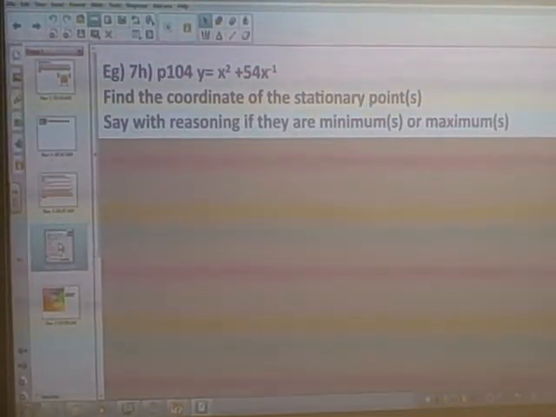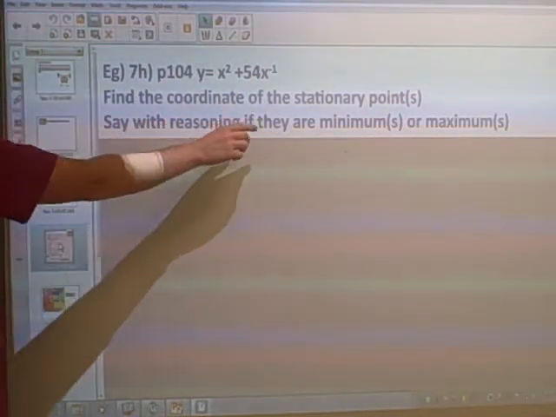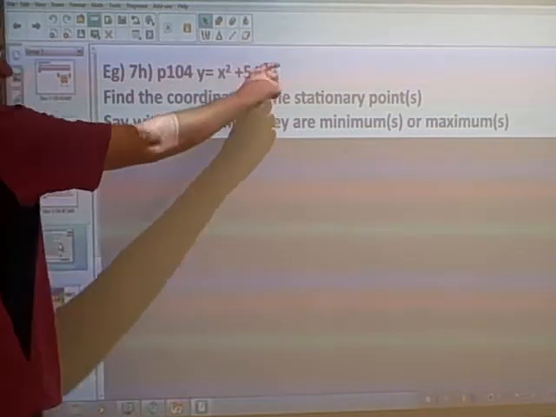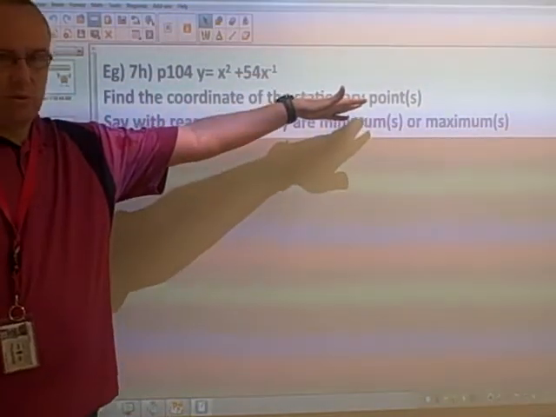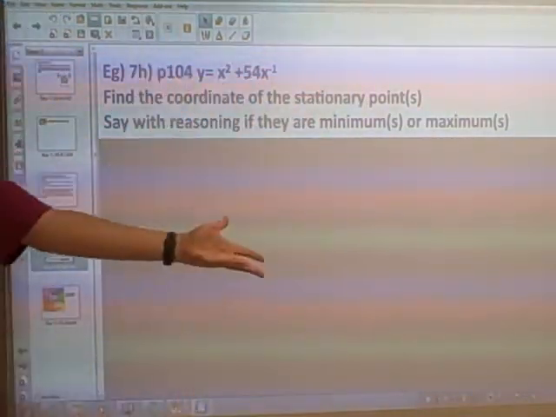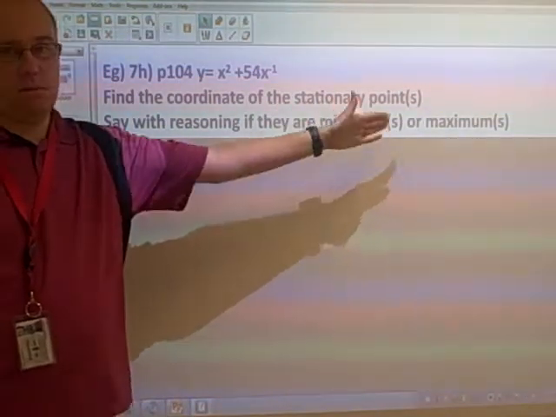Now this is very similar to what we did last lesson. The only difference is we've made this a little more complicated now. Rather than just having x squared, we've also got this rational function in here. We could extend this to cubic graphs or quartic graphs as well. Find the coordinates of the stationary point or points, so turning points, maximums and minimums, points of extrema. And then say with reasoning if these are minimums or maximums.